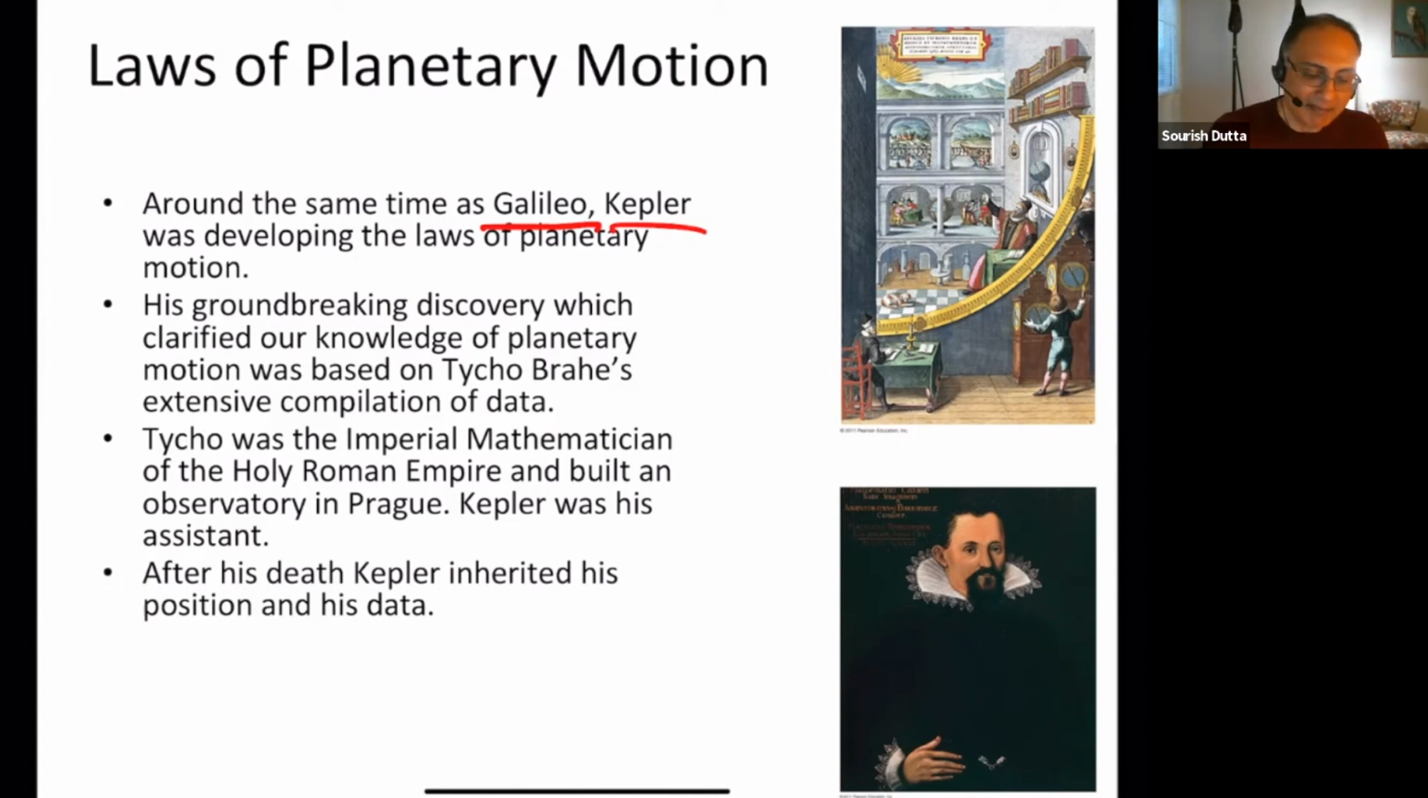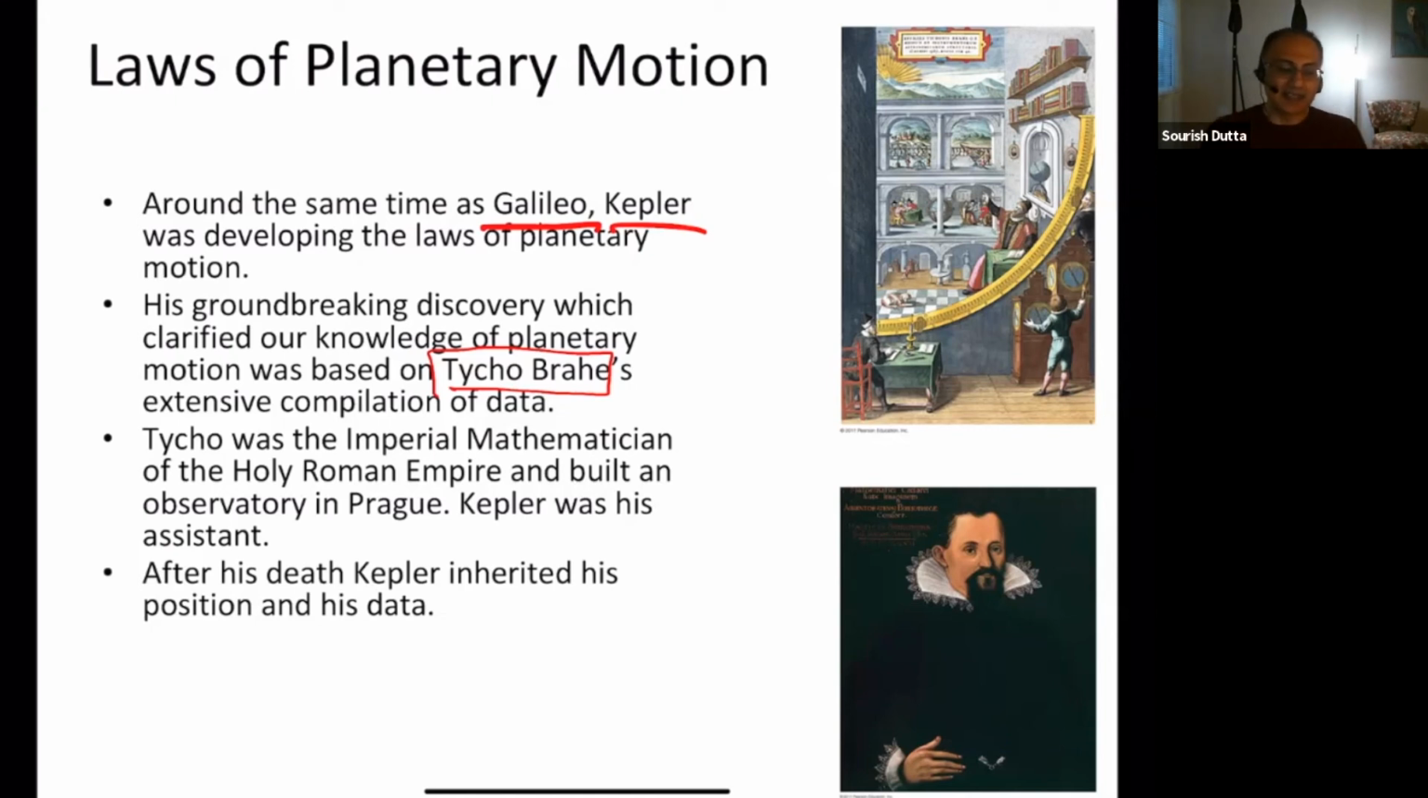Now, Kepler was actually an employee of another brilliant astronomer named Tycho Brahe. It's often pronounced Tycho, but the correct pronunciation is Tycho Brahe. So he was an employee of Tycho Brahe, and Tycho was a very interesting character.